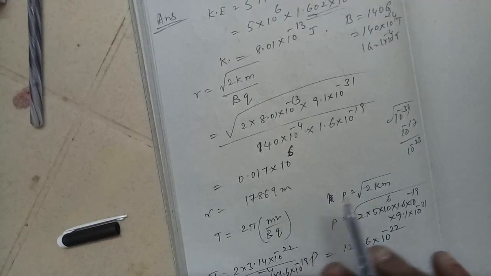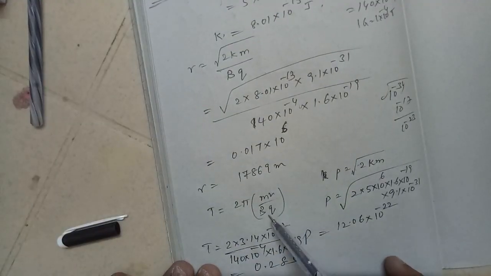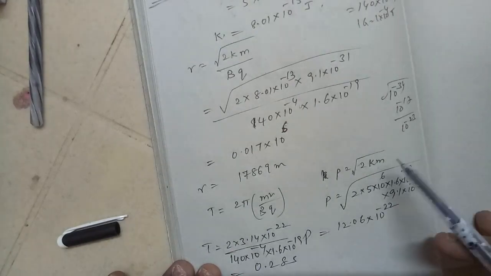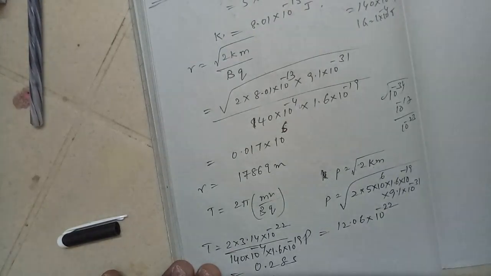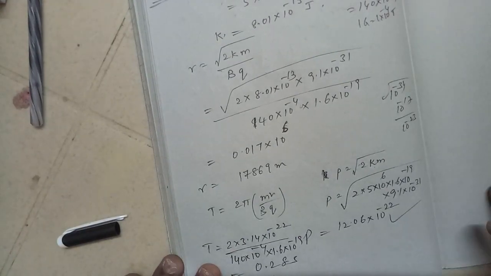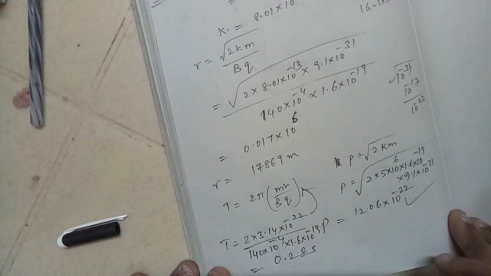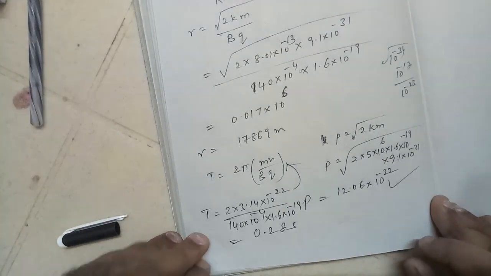Then if you try to find out the time period, it is 2 pi into mv by bq. We are given kinetic energy, so we can find the momentum. P is equal to root over 2 km. So from here you get momentum as this much. Put it in this equation, you get 0.28 seconds.